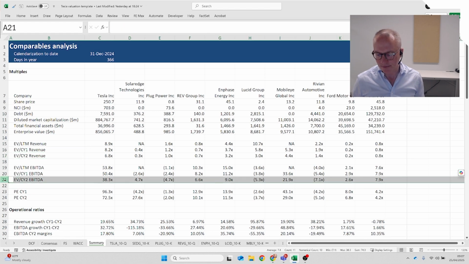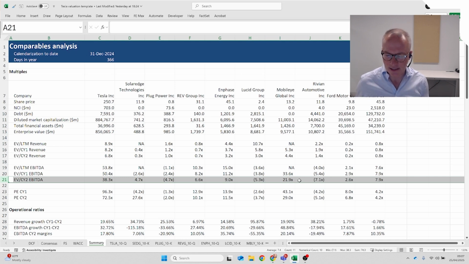Now, if you look at all these companies, we've got a range of companies that are in the classic automotive sector, like Ford Motor Company. We've also got some energy companies, Solar Edge Energy, and then we've got some of the automated driving companies. But you can see in every single case, Tesla's CY2 EBITDA multiple is trading on 38 times the 2026 EBITDA. And that is way ahead of every single comparable that we have found for this company. The only company even close is Mobileye, and that's one of these automated driving companies. And that's trading at about just under 22 times 2026 EBITDA.